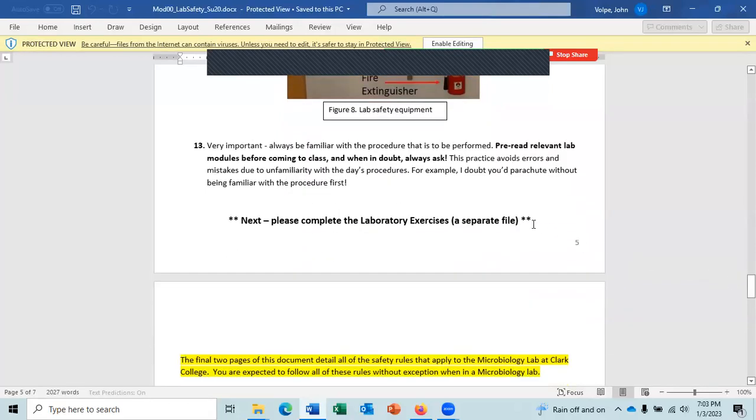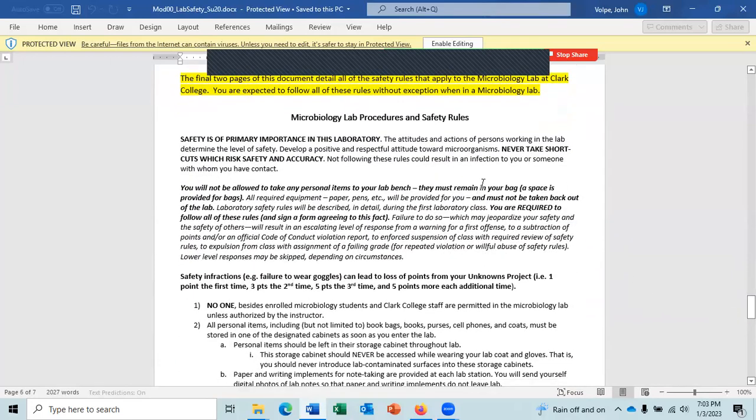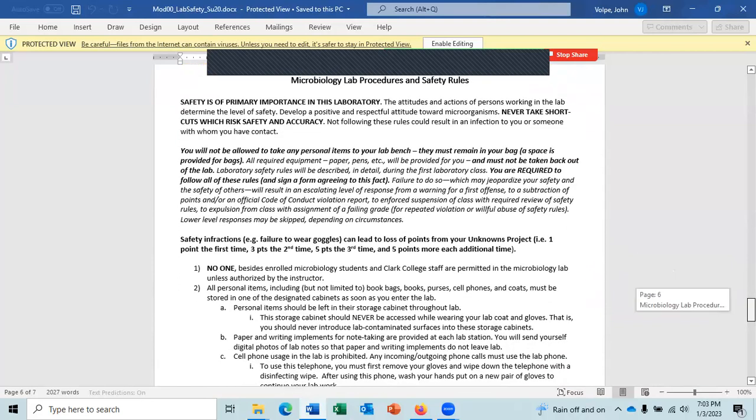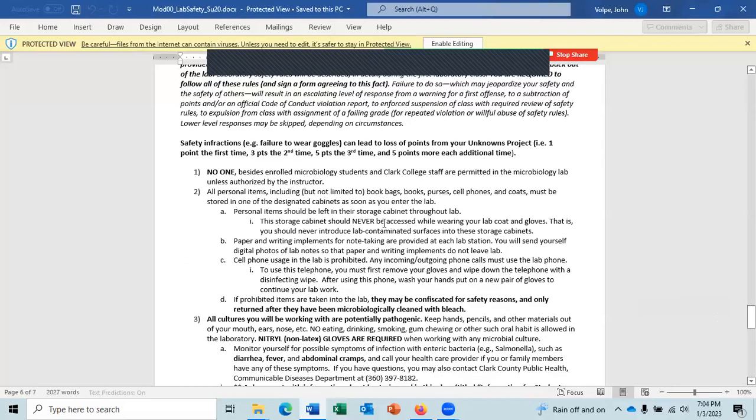All right, so read the lab modules before you come to class. When in doubt, always ask. Please complete the laboratory exercises in the worksheet, a separate file. Lab procedures and safety rules, never take shortcuts. You're given a procedure, please follow that procedure. I already talked about that.